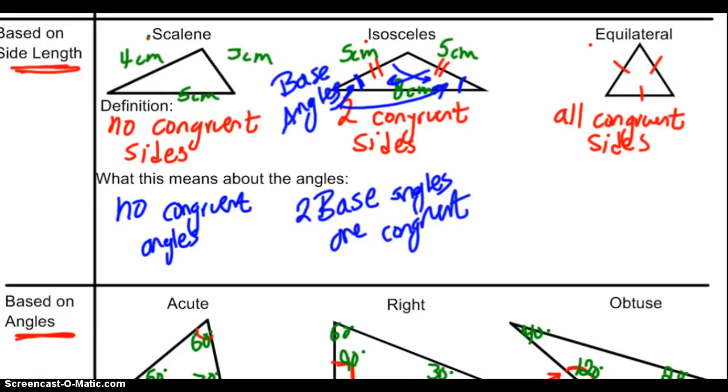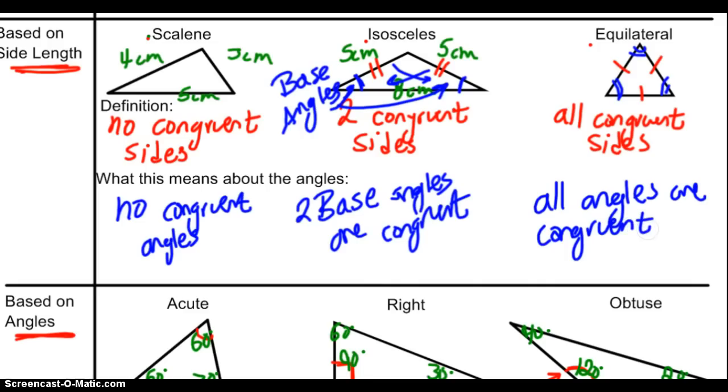And in an equilateral triangle, we've learned that since all three sides are congruent, all three angles are congruent. So all angles are congruent. And we have a name for that. That's equiangular. When all the angles are congruent, it's called an equiangular triangle.